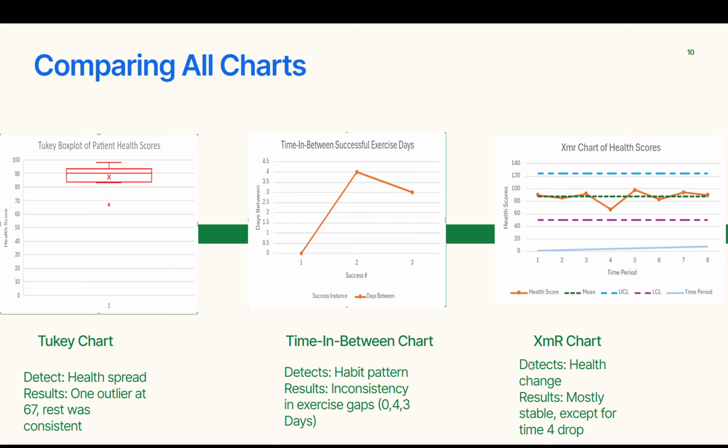So again, right here we see that the XMR is detecting health changes, which is coming up as mostly stable, but then we see that drop at time period 4 right here. Then in the time in between chart, the habit pattern is being detected, where we see inconsistency in exercise gaps. In the Tukey chart, we're seeing the health spread, and we see there was the outlier.